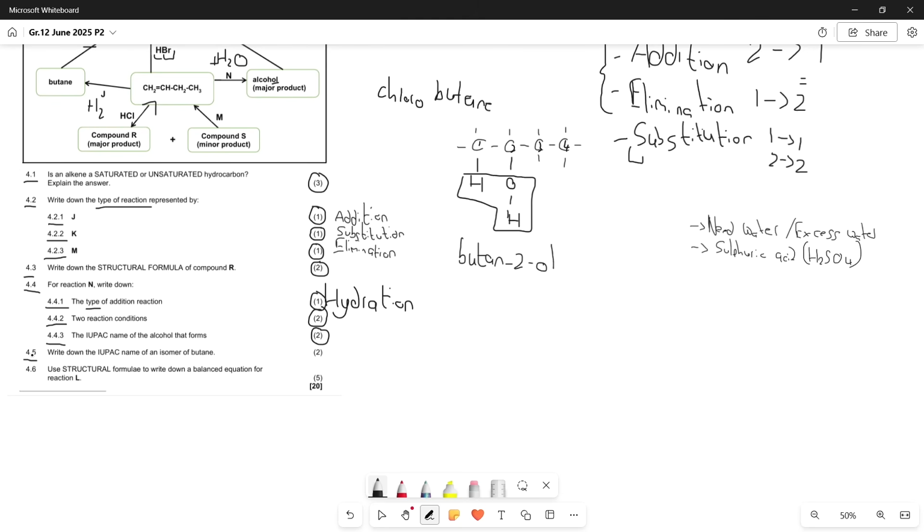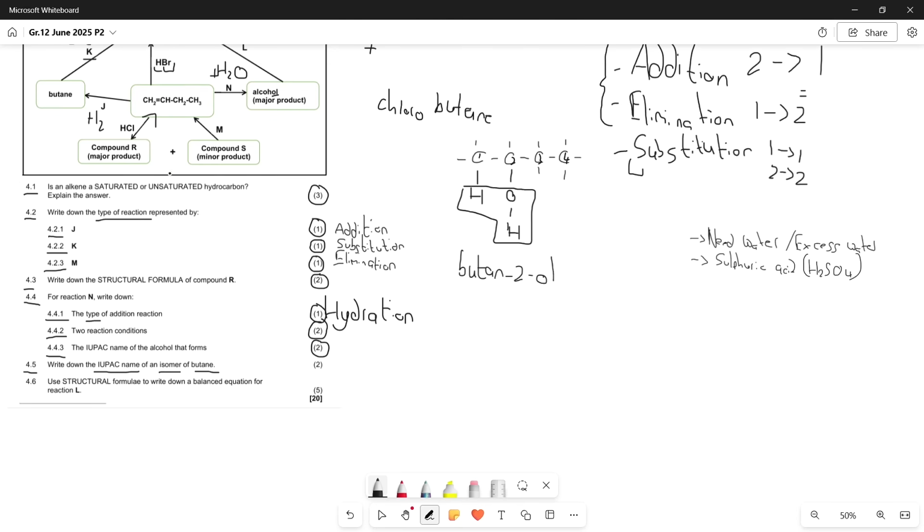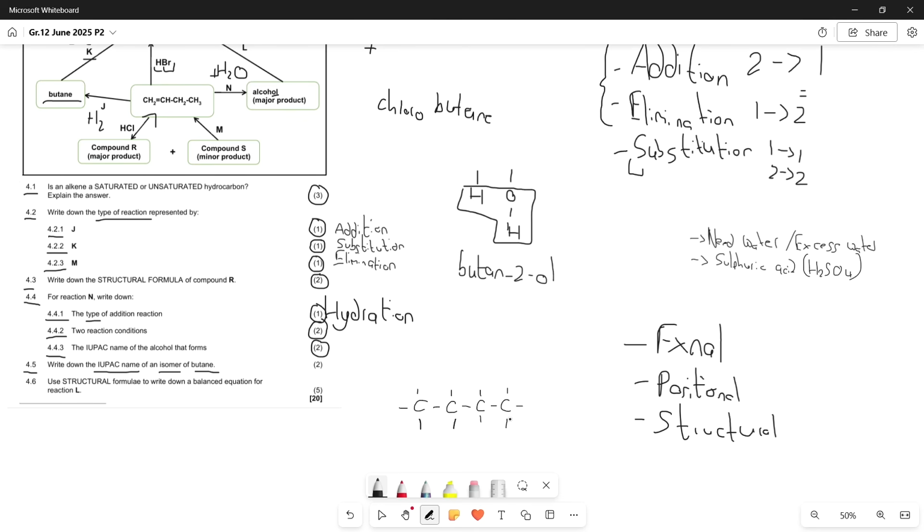Okay, and then 4.5 over here says write down the IUPAC name of an isomer of butane. So it's 2 marks, and our butane is up here. Okay, so we have 3 different types of isomers. We have functional, we have positional, and then we have structural. Okay, the thing with butane specifically, if we have our butane over here, is that there is no functional isomer for butane because there are single bonds all around and we don't swap something.